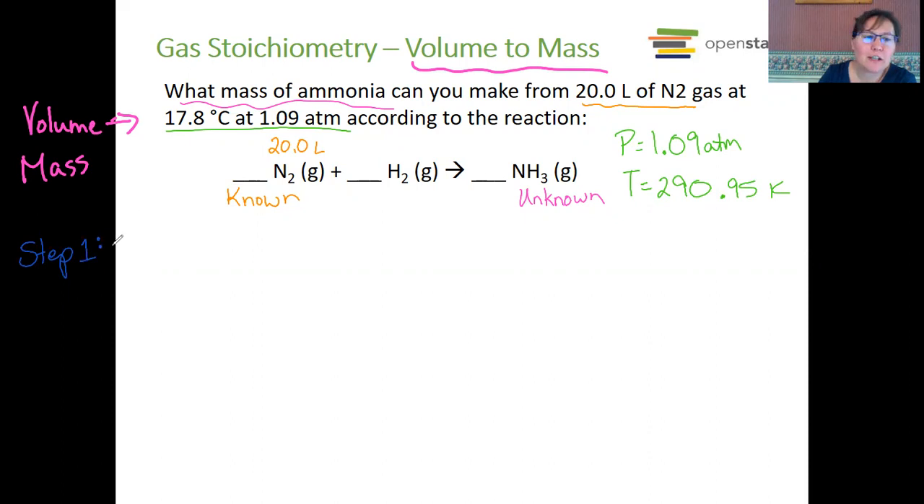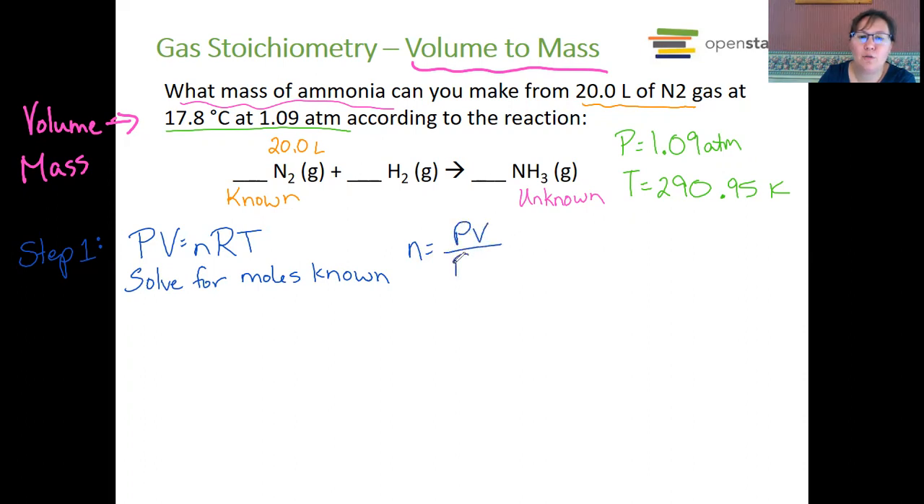Okay, so when you're going from volume to mass, your first step is to use the ideal gas law, PV equals nRT, to solve for the moles of your known. And I'll even write that down.